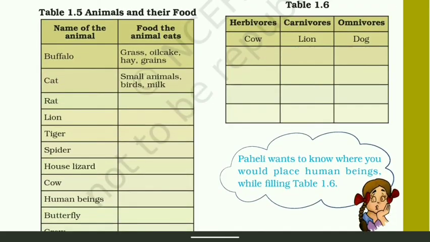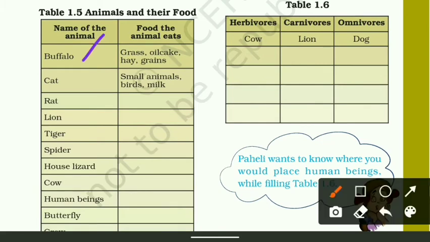See table 1.5, animals and their food. Name of the animal, food the animal eats. First, buffalo: grass, oil cake, hay, grains. Cat: small animals, birds, milk. And this is the list: rat, lion, tiger. Okay.